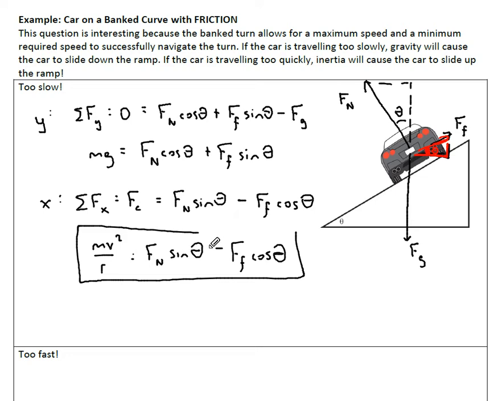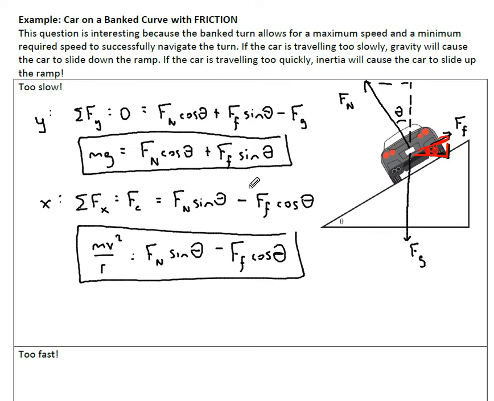So we have two equations. We can actually just do a little bit of algebra depending on what we're looking for. We might be looking for the coefficient, might be looking for something else, but that's how we solve it. Okay, our two equations. So now we can say what happens if we're going too fast.